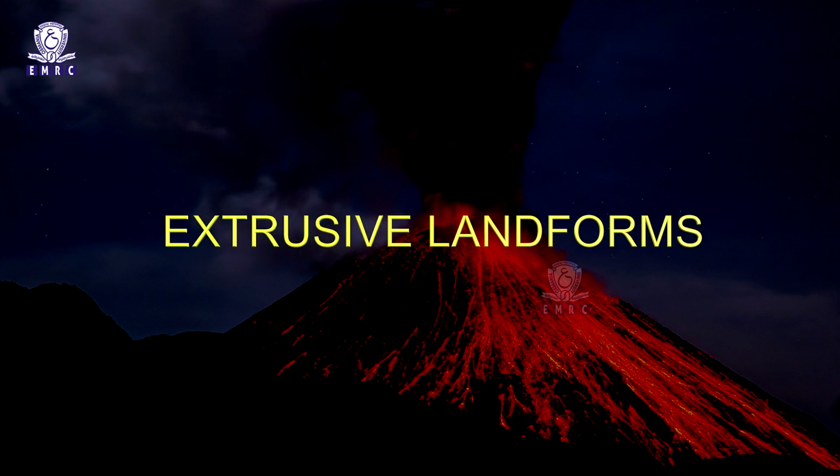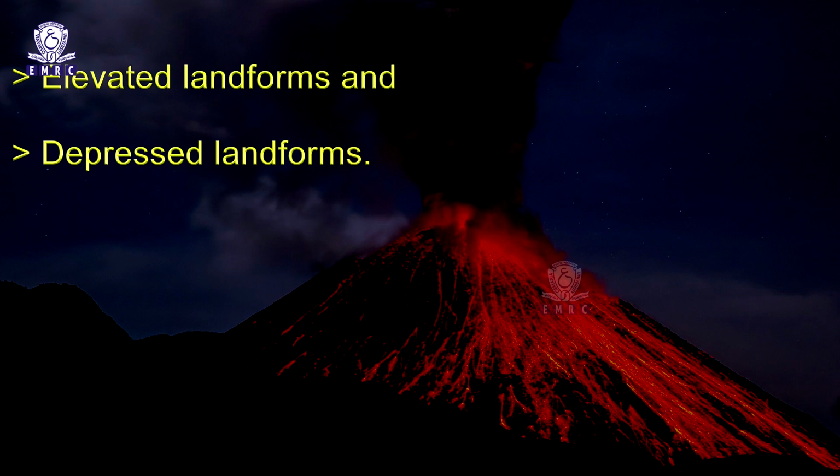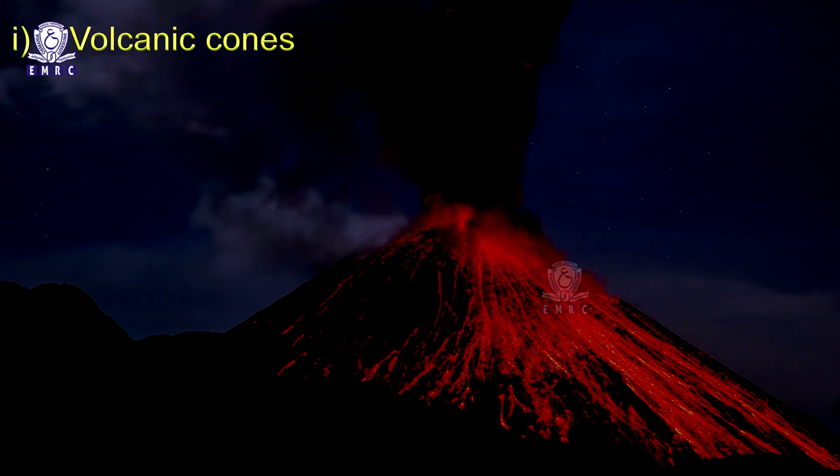Extrusive landforms are those volcanic landforms which are evolved on the surface of the earth. The extrusive landforms are formed either from A. Volcanic type of eruption or B. Fissure type of eruption. The explosive type of volcanic eruption can be further classified as elevated landforms and depressed landforms.